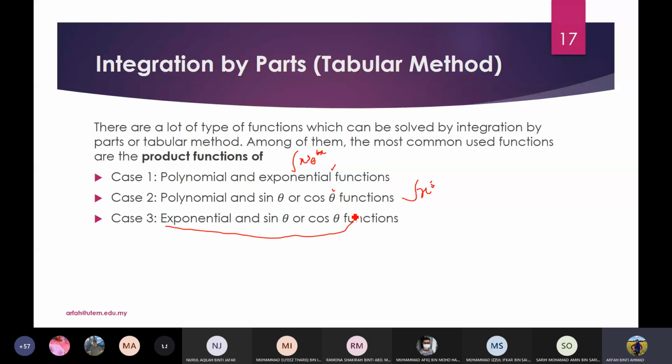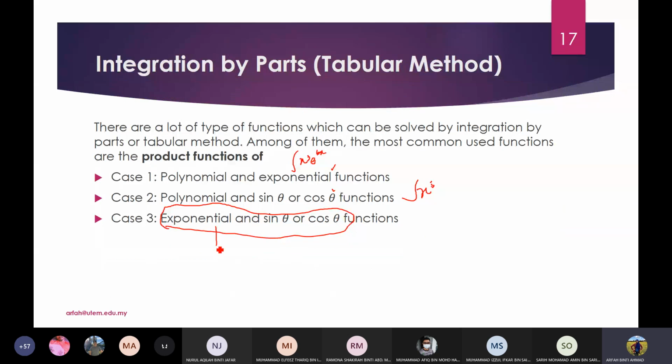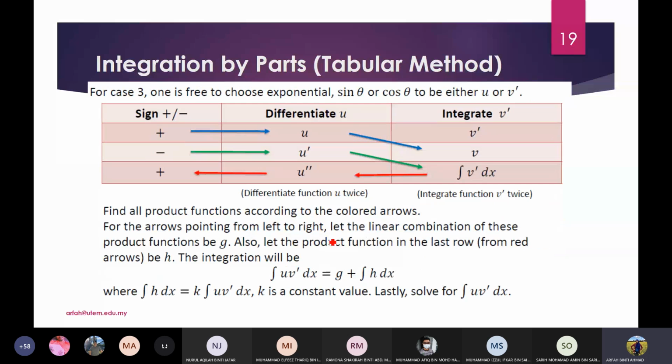For case 3, it will be a bit different because you are going to have exponential function, sin theta and cos theta. Kalau awak tengok exponential function, kita differentiate sampai bila-bila pun dia tak akan jadi kosong. Sama juga dengan sin theta or cos theta. Kalau awak differentiate, dia tak akan jadi kosong. So bila kita nak stop, kan? So for case 3, it is free to choose exponential function or sin theta function to be either dia U or V prime. So dalam case ni, tak kisahlah nak letak yang mana-mana sebagai awak punya U dan juga V. Sebab dua-duanya tak akan sampai 0.